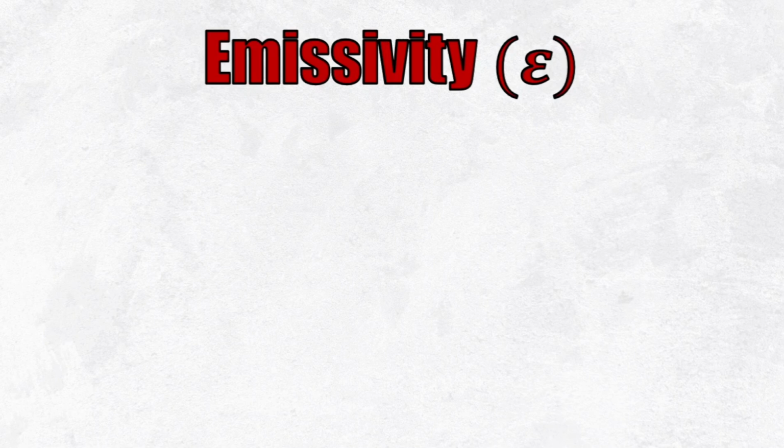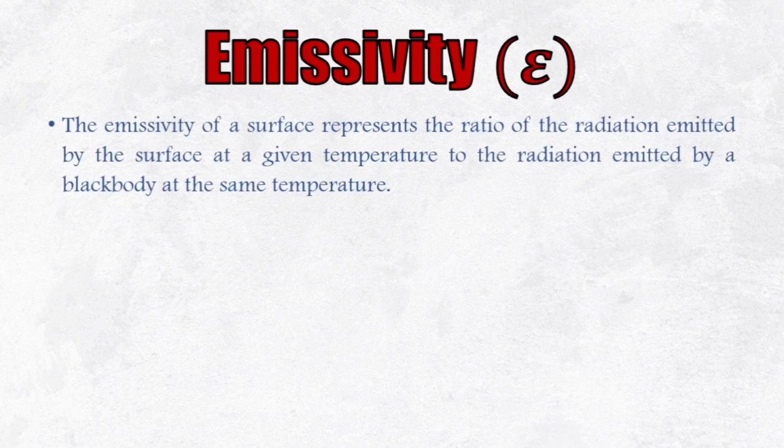Now the next and most important definition is emissivity. Emissivity is denoted by epsilon. The emissivity of a surface represents the ratio of radiation emitted by a surface at a given temperature to the radiation emitted by the black body at the same temperature. For example, E is the emissive power of a body and EB is the emissive power of a black body. If we take the ratio of emissive power of any body to the emissive power of a black body at the same temperature, then this ratio is known as emissivity of that surface.